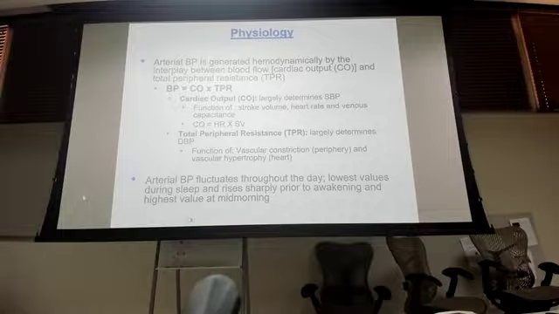That's why a lot of the first line agents we're going to talk about, ACE inhibitors, the ARBs, the calcium channel blockers, the diuretics, which are all baseline, first line backbone drugs, they reduce peripheral resistance, but all of them do it in a different way. And that's the key, knowing how they act and how they change total peripheral resistance.